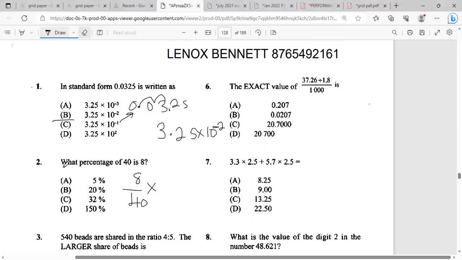All right. So what percentage of 40 is 8? So we just multiply by 100%. 4 into 4 is 1, 4 into 8 is 2. 2 times that gives us 20%.